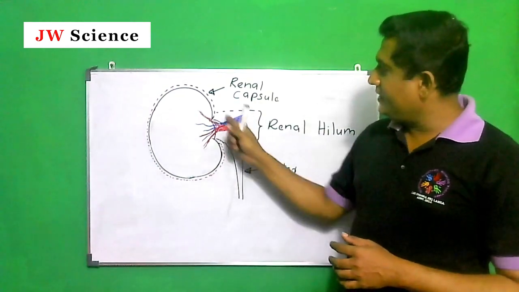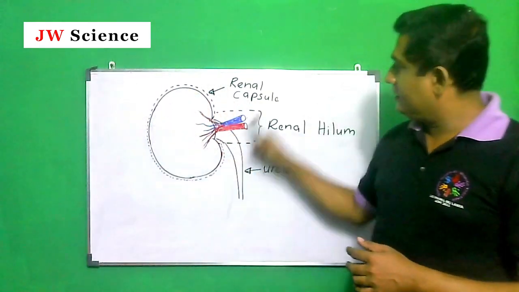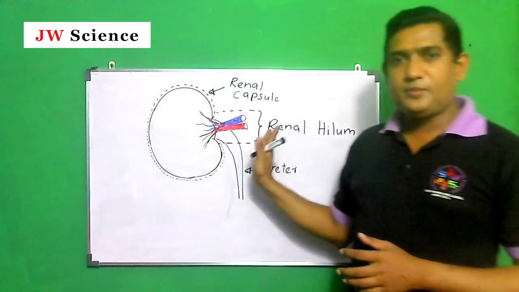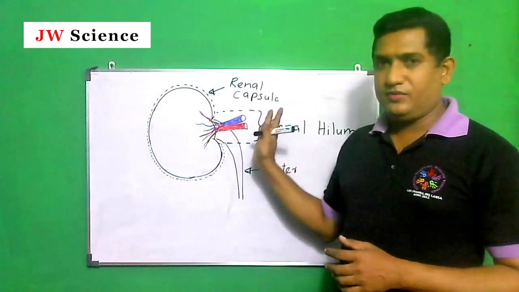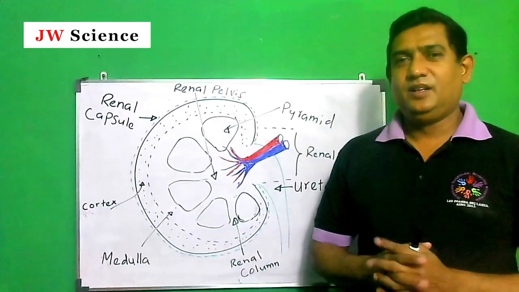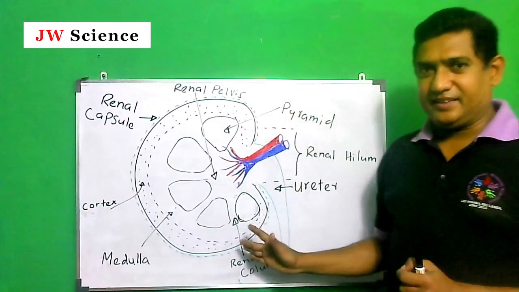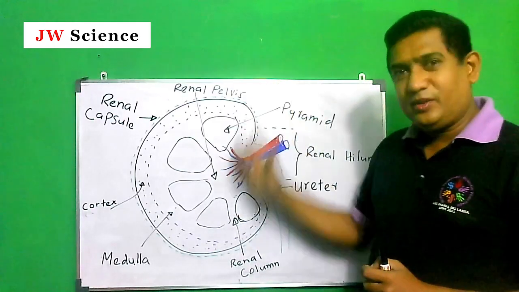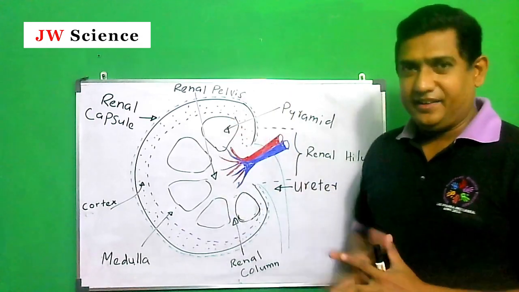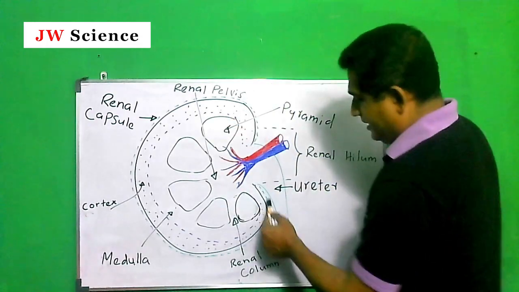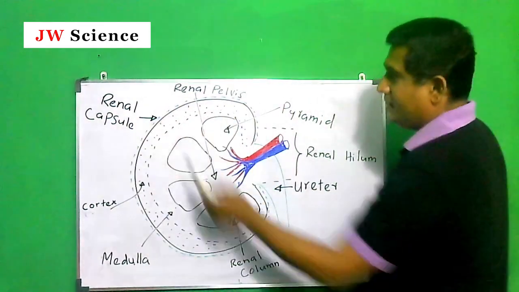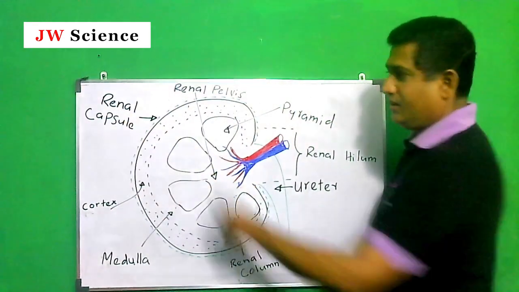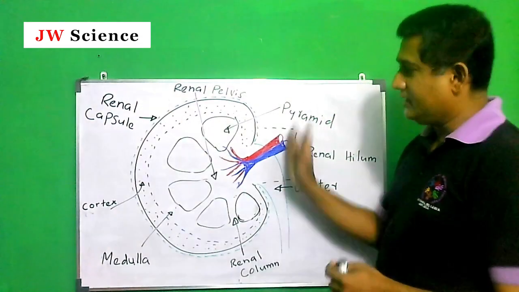The entire kidney is covered by the renal capsule. This renal capsule is composed of connective tissue. This is important for the protection of your kidney. Now you can see this diagram. This is a longitudinal section of our kidney. As you see here, the covering membrane of the kidney is called the renal capsule or the fibrous membrane. This is a connective tissue.